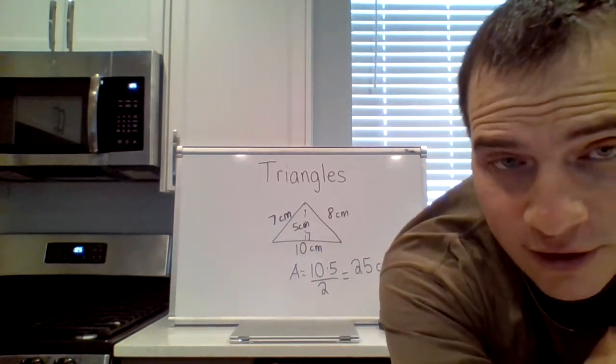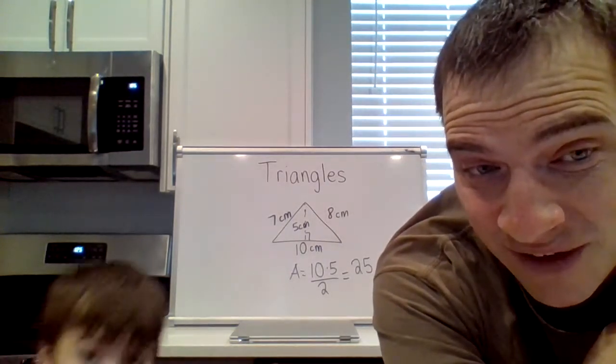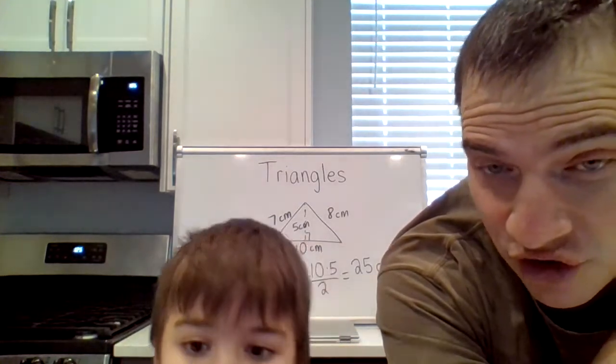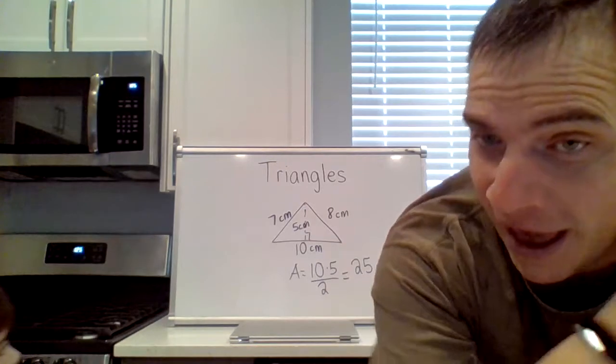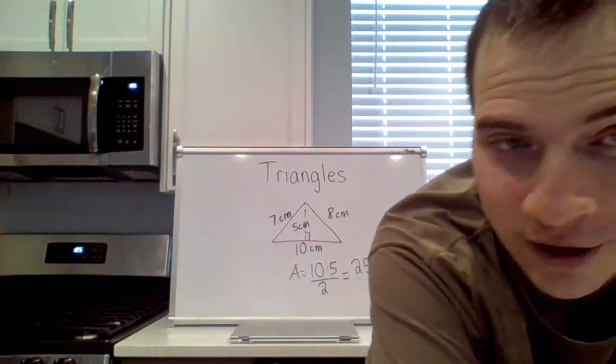Most common mistake students make here is they forget to divide by 2. Once again, triangles are half the area of a rectangle or parallelogram, as the cuter one here already told you.